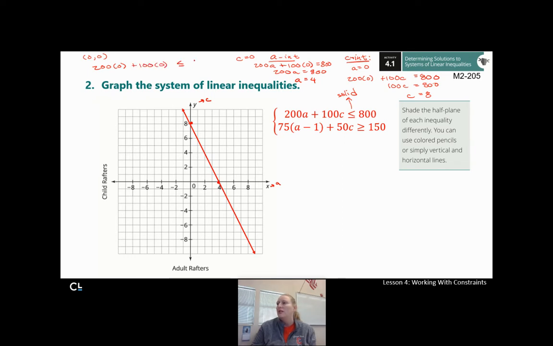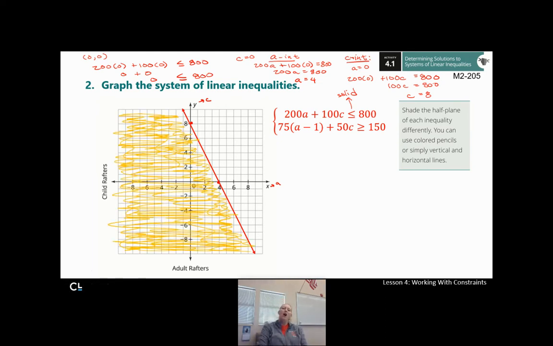So that means I have 200 times 0 plus 100 times 0. We want to know if that's less than or equal to 800. And of course, 200 times 0 is 0, 100 times 0 is 0, 0 plus 0 is 0, which is definitely less than or equal to 800. Yeah! So I'm going to shade this whole side.